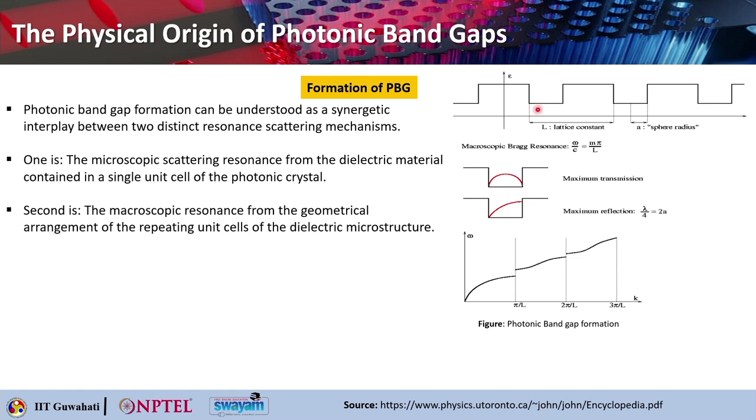So this is for an individual unit cell, so one resonance is for the single unit cell, and then there is another type of resonance, which is the macroscopic resonance from the geometrical arrangement of the repeating unit cells of the dielectric microstructure, right?